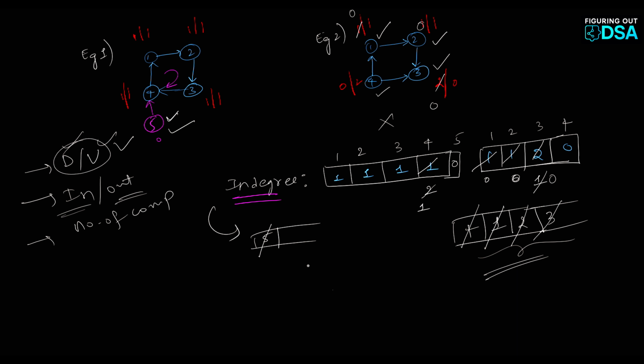So here we have ended up doing the BFS traversal only for node 5. We did not visit all these nodes 1, 2, 3, 4. So I think we have got the difference between these two, right? We have observed the difference between these two. That's how we solve this problem.